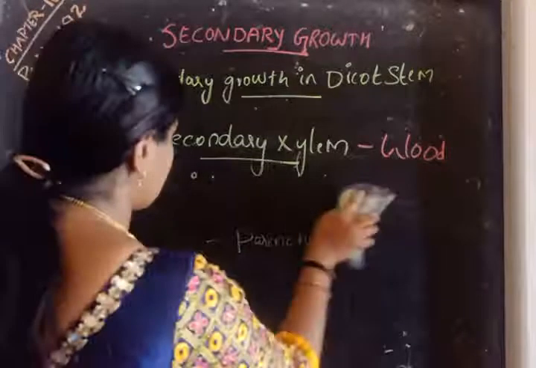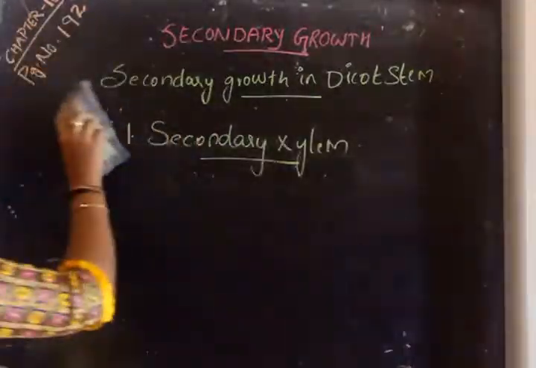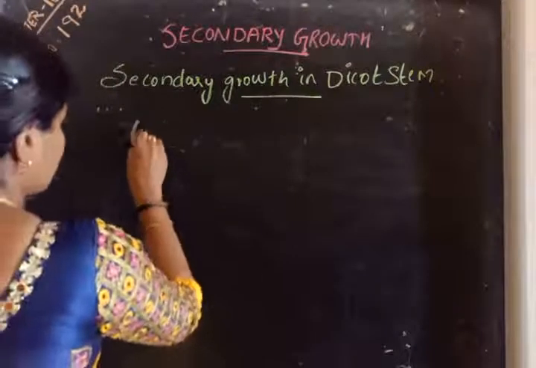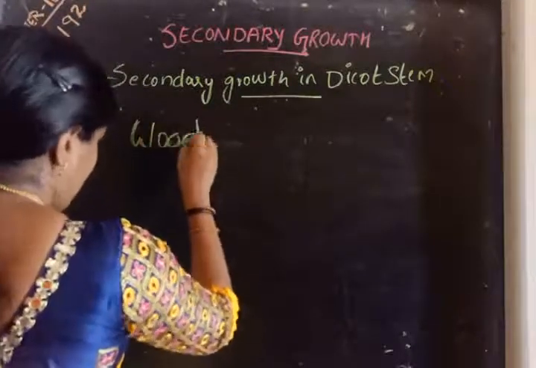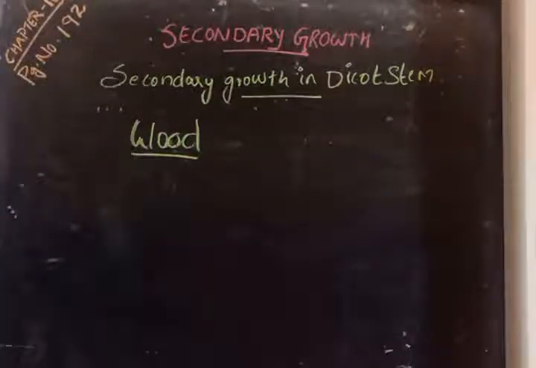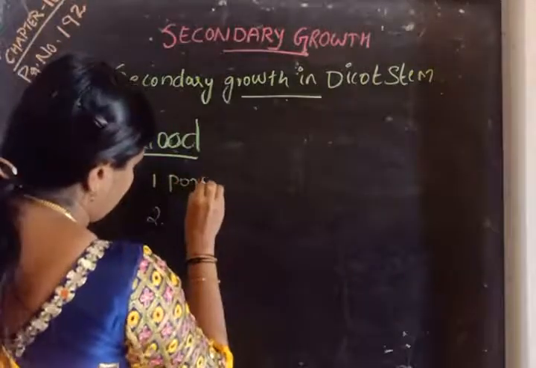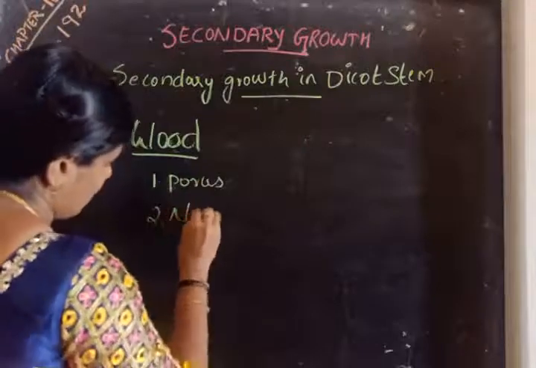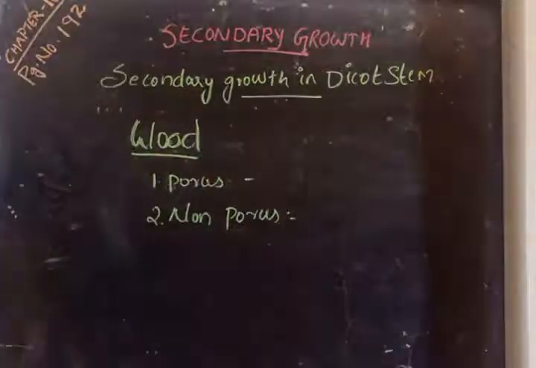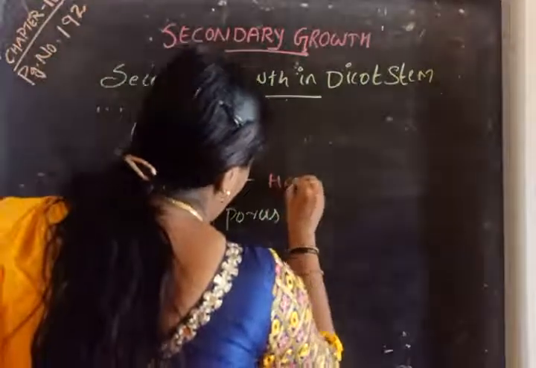The secondary xylem is of two types. Secondary xylem, or we can call it wood, which helps you to study. Wood or secondary xylem is of two types, that is non-porous wood and porous wood. Simply, hardwood and softwood.